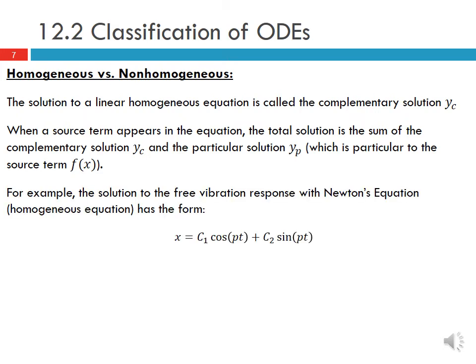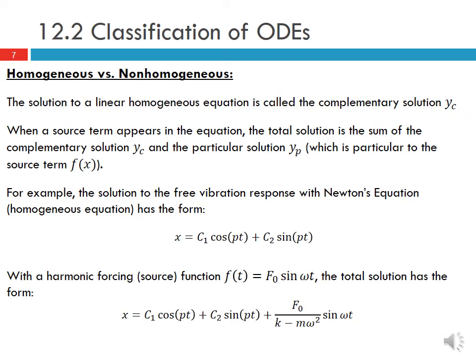For example, the solution to the free vibration response with Newton's equations, which is the homogeneous equation, has the form x is equal to c1 cosine pt plus c2 sine pt. We saw in the previous section how we can relate these c's to the initial conditions x naught and v naught. But here we can just write it in general as some constant times cosine pt plus another constant times sine pt, where p is the natural frequency of the system.